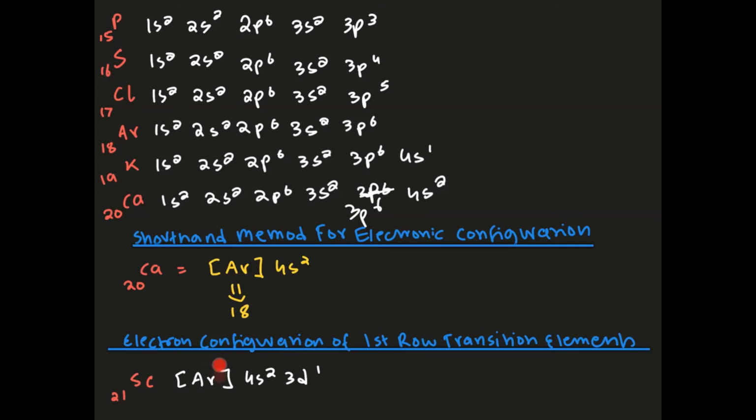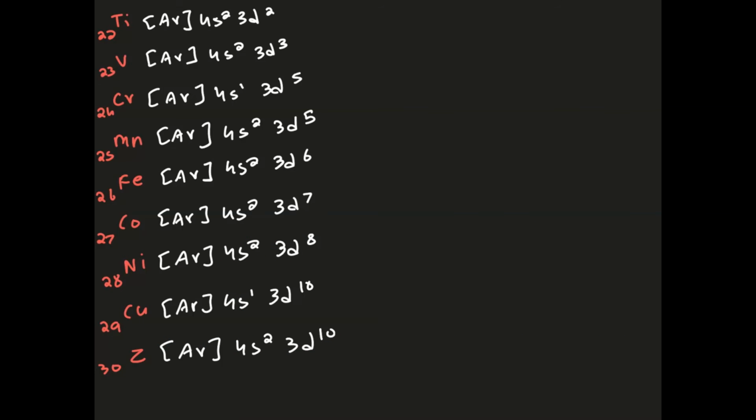So after we use the shorthand method, we only have 3 electrons left. After this, you're going to have 4s2 and then 3d1. Like we discussed previously, the d orbital follows the 4s. The next element that you have is titanium, and the proton number for this is 22.